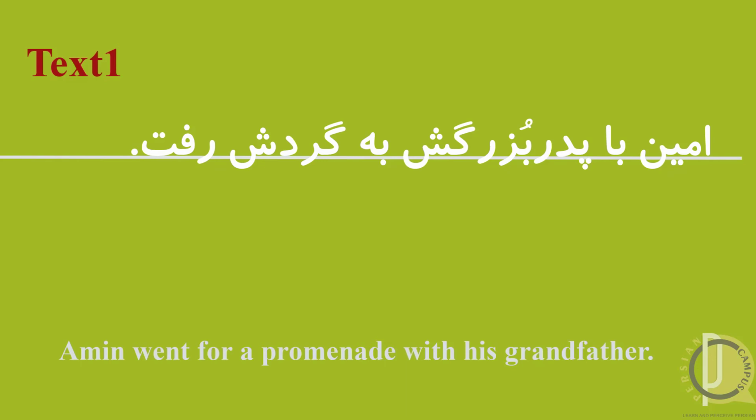Continue with next text. امین با پدر بزرگش به گردش رفت. Word by word, please repeat. امین، با، پدر بزرگش، به، گردش، رفت. Shadow with me. امین با پدر بزرگش به گردش رفت. Now try to say alone and faster. امین با پدر بزرگش به گردش رفت.